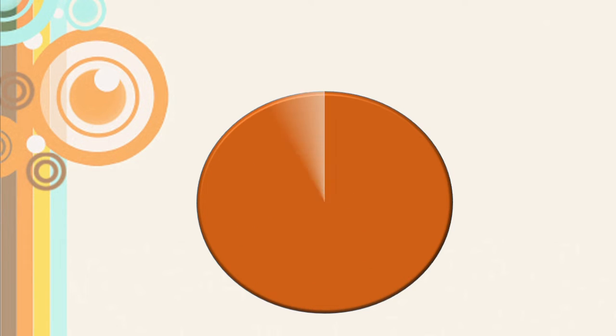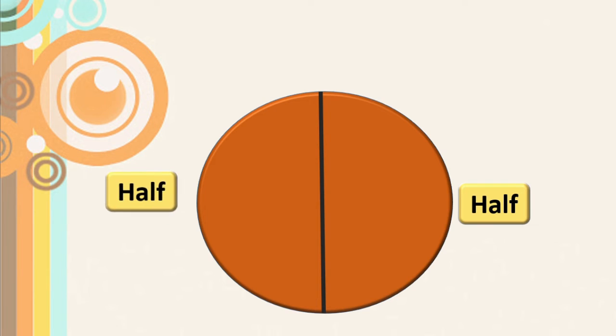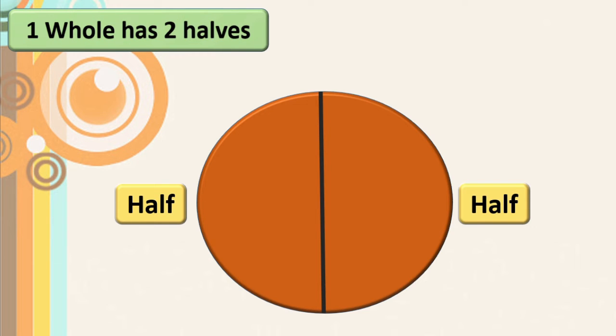Now see this circle. Okay, we will cut this into 2 parts which are exactly the same. Then we know these are called half, half. That is halves. 2 halves. Right? It means one whole has 2 halves.